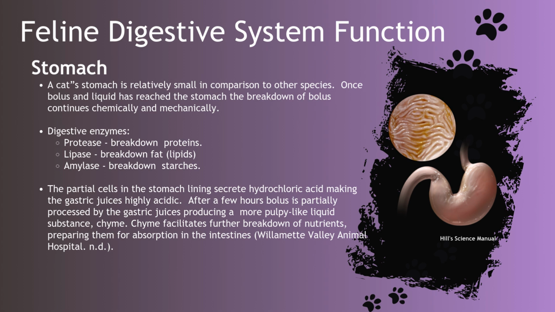Moving further down the digestive system, the stomach. A cat's stomach is relatively small in comparison to other species. Once bolus and liquid have reached the stomach, the breakdown of bolus continues chemically and mechanically. We have digestive enzymes: protease, which breaks down proteins, lipase, which breaks down fats, also known as lipids, and amylase, which breaks down starch. The parietal cells in the stomach lining secrete hydrochloric acid, making the gastric juices highly acidic. After a few hours, bolus is partially digested by the gastric juices, producing a more pulpy-like liquid substance, chyme. Chyme facilitates further breakdown of nutrients, preparing them for absorption in the intestines.